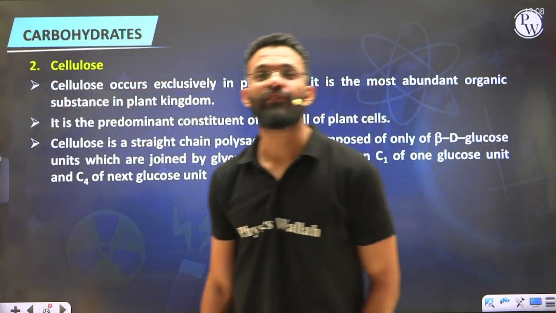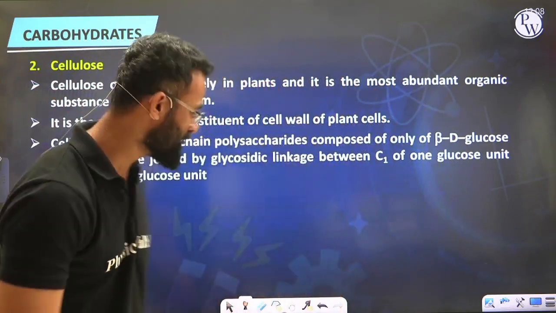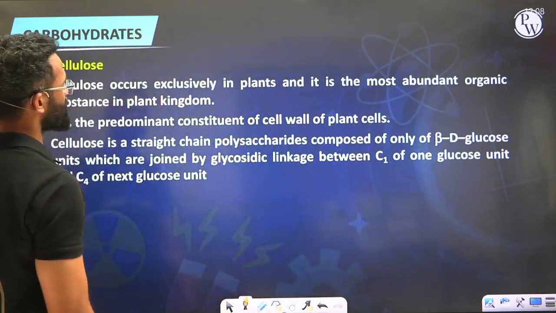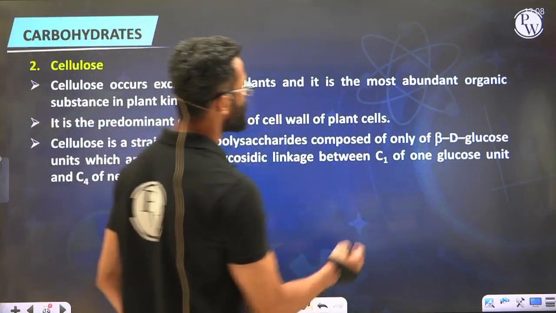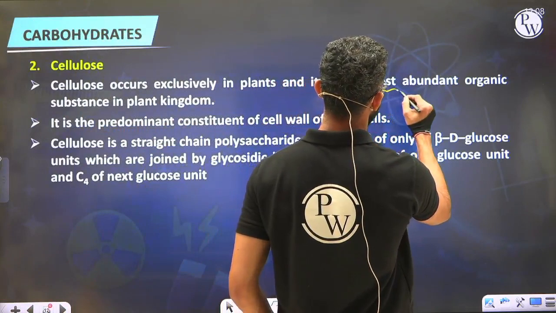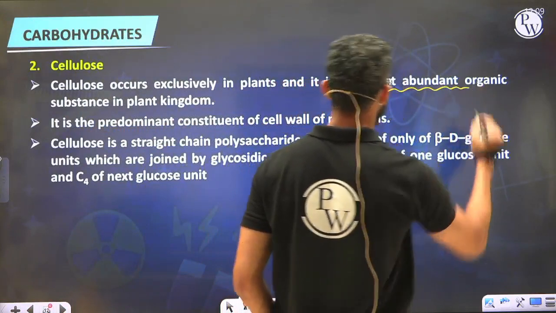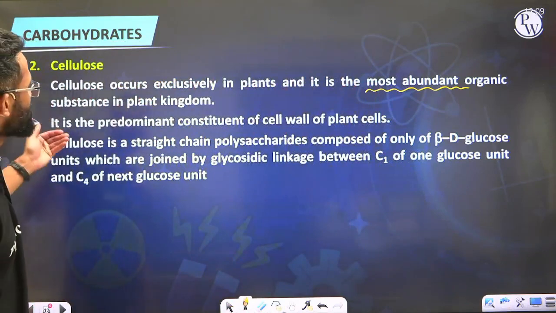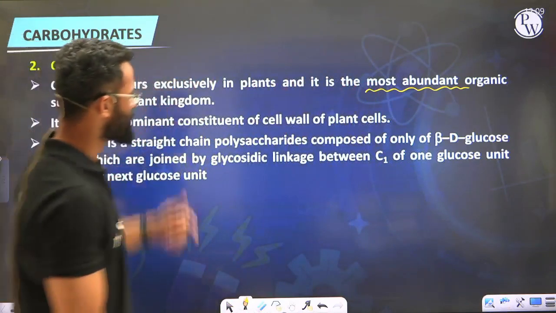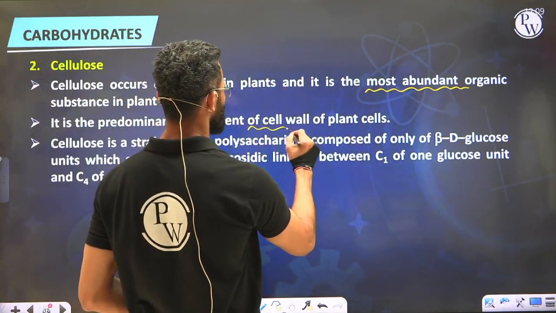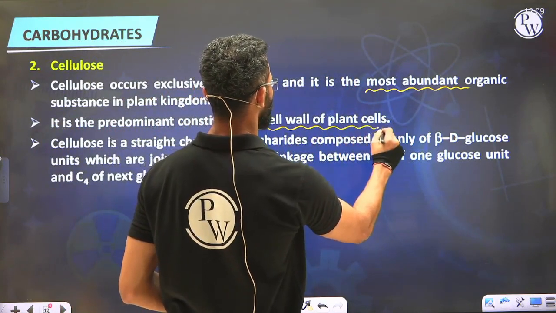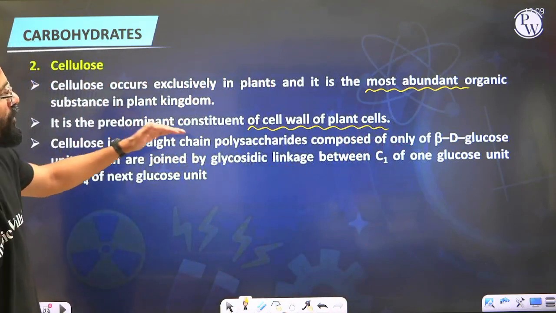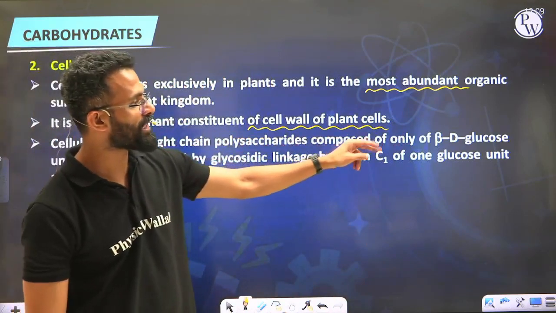We must know the fact that cellulose is the most abundant polysaccharide. If you read the information here, cellulose occurs exclusively in plants and it is the most abundant. This could be one of the informative questions that might come in the exam. The most abundant organic substance in the plant kingdom. It is the predominant constituent of the cell wall. Yes, this is the important composition of a cell wall. Cellulose is a straight chain polysaccharide composed of only beta D-glucose.